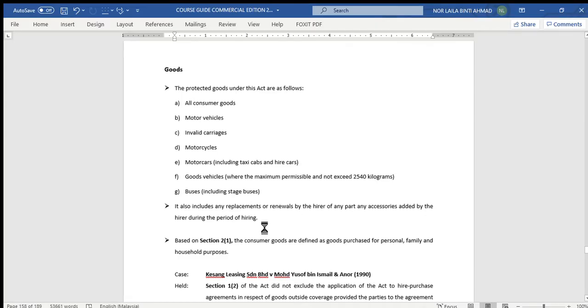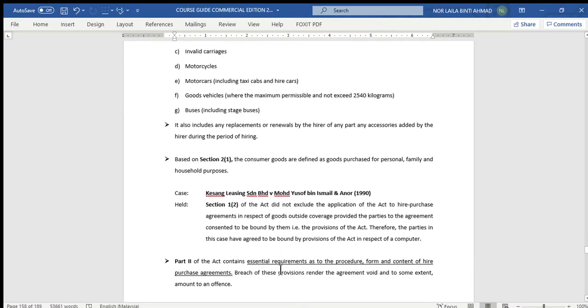As long as you let the goods, you sewa the goods, then you include it in the hire purchase agreement. And based on Section 2, Subsection 1 of the Act, consumer goods are defined as goods purchased for personal, family and household purposes. Please take note that hire purchase agreement will only cover movable properties, and types of movable properties here were included into this.